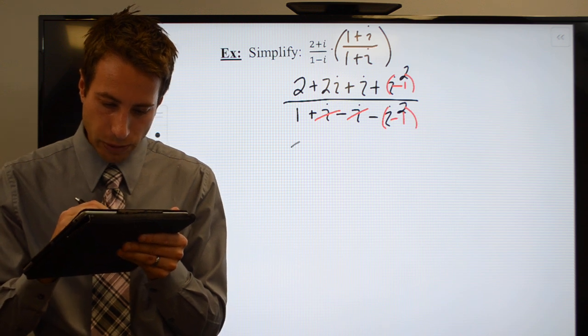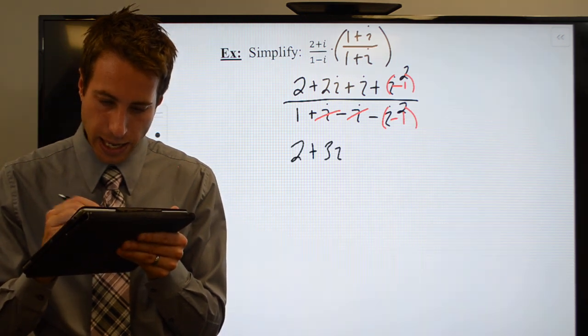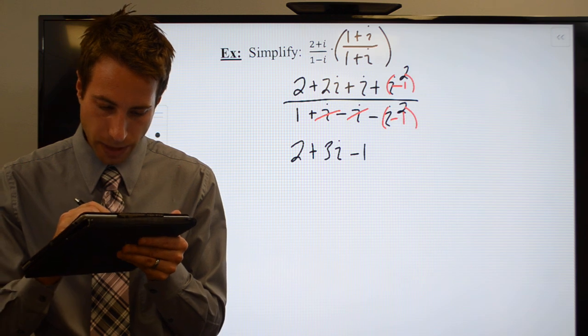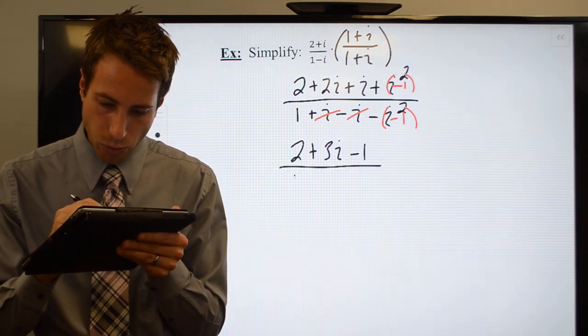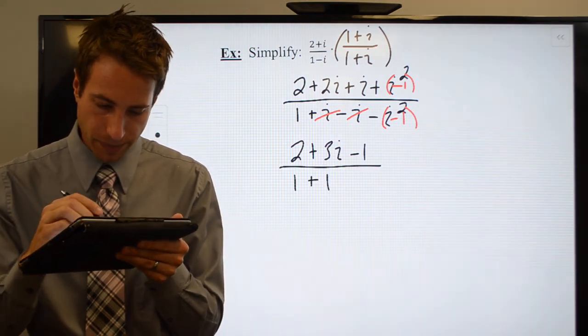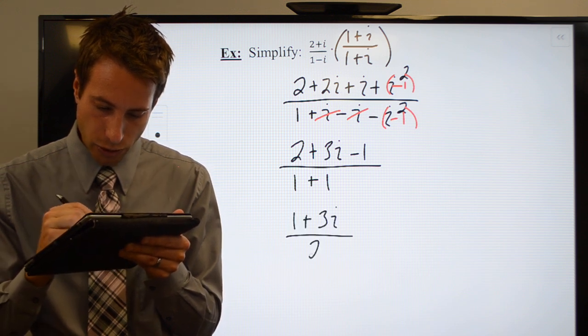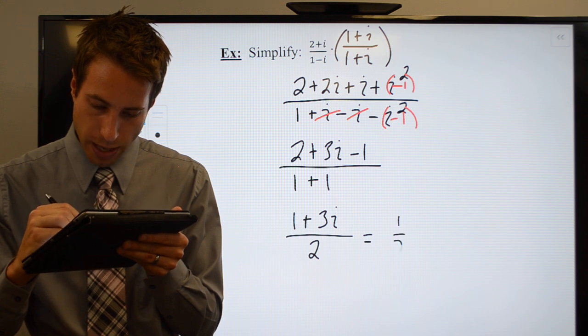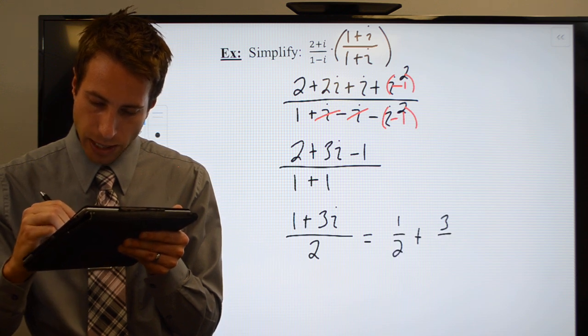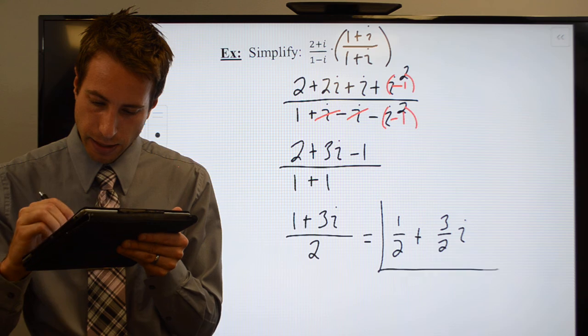So we wind up with 2 plus 3i minus 1. In the bottom, we wind up with 1 plus 1. It gives me 1 plus 3i all over 2, which is going to be 1/2 plus 3/2 i.